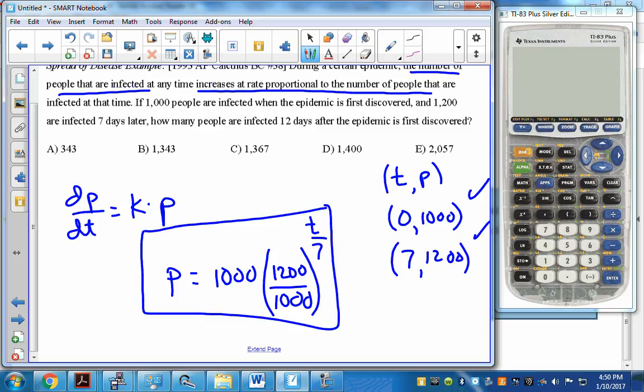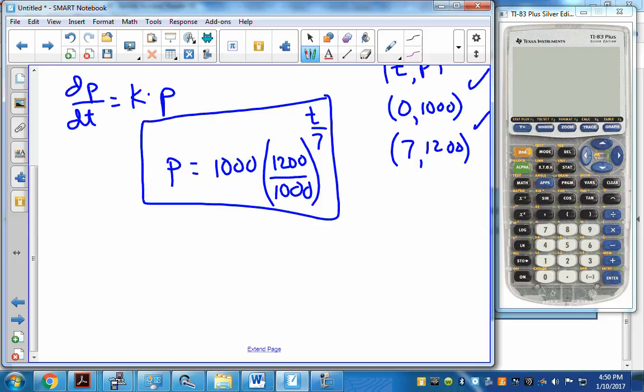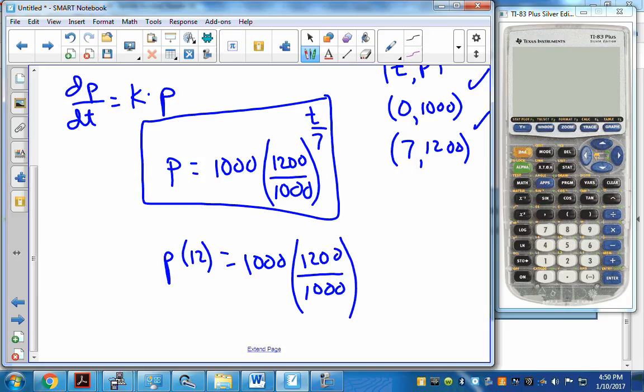But the task was how many people are infected 12 days later. So we simply, P of 12 is going to be 1,000 times 1,200 over 1,000. And yes, you can simplify that, of course. I mean, obviously, divide by 100 and then divide by 2 if you want. So if you want to write 6/5, that's okay. Don't have to do that. No simplification required here. And then T is 12 sevenths.